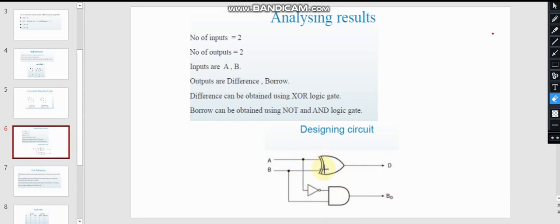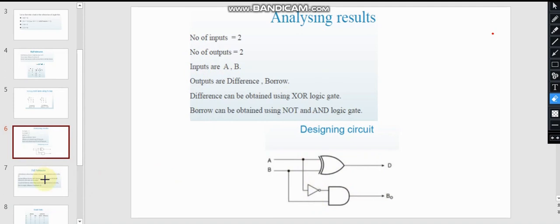So this exclusive OR gives the difference. Here the number of inputs is 2 and the number of outputs is 2. Inputs are described by A and B. The outputs are described by the difference and the borrow. The difference can be obtained by the exclusive OR logic gate, whereas the borrow can be obtained by the AND gate, and we have used a NOT gate.